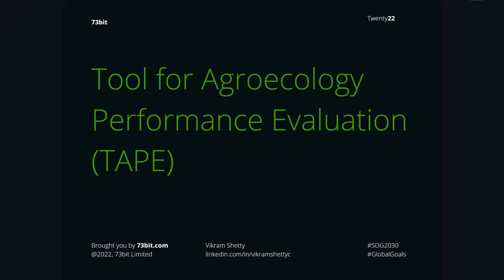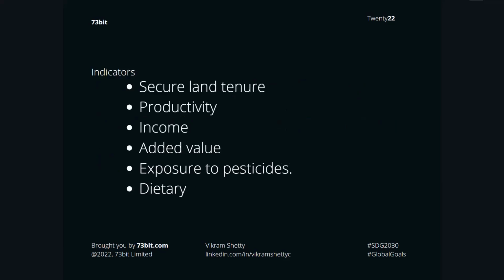The first one is Agroecology, where there is a tool for performance evaluation. The link is already there. Some of the indicators, it is an extensive work that has already been done. I saw secure land tenure, productivity, income, added value, exposure to pesticide, dietary diversity, and there are a few others, women's empowerment and so on. So these are the indicators already. Then there is a whole evaluation process, and definitely if there is a process, we can benchmark it. So it's something that has already been done, and we can cater it to measuring degrowth.